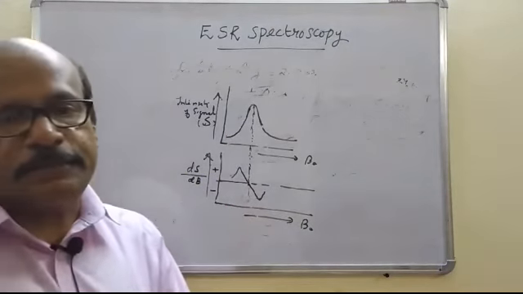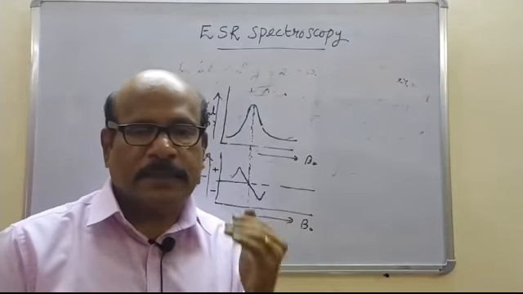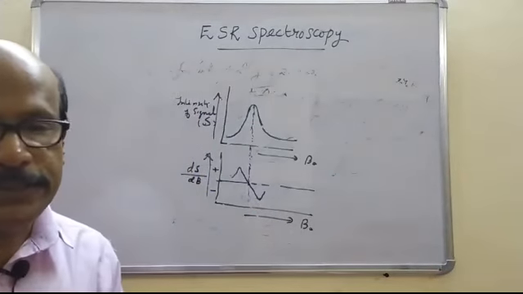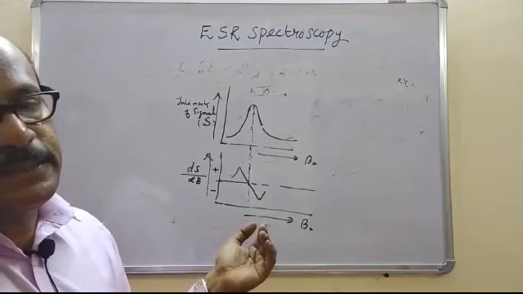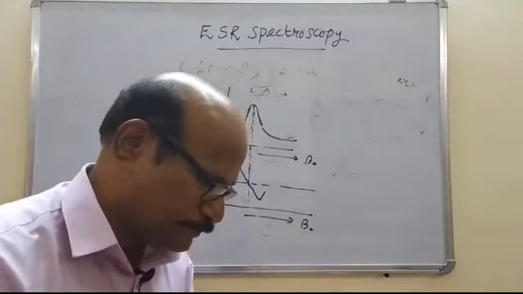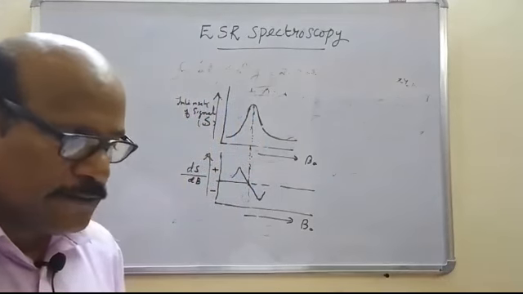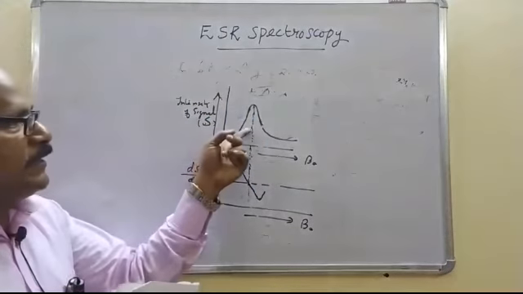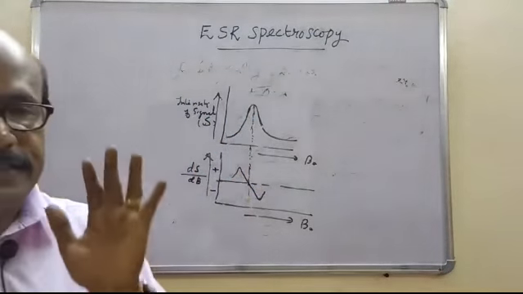abscissa. So there are as many maxima and minima corresponding to a particular peak in an ESR spectrum. So that is what we are doing. Then here the peak height has no significance.